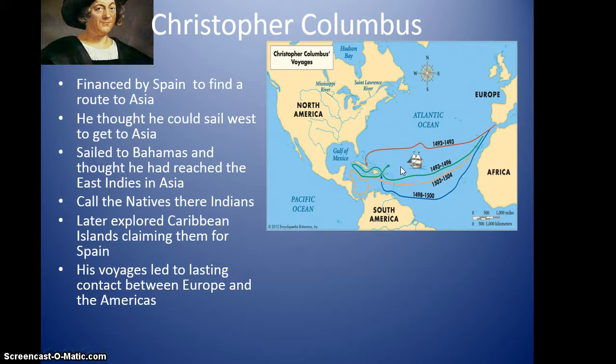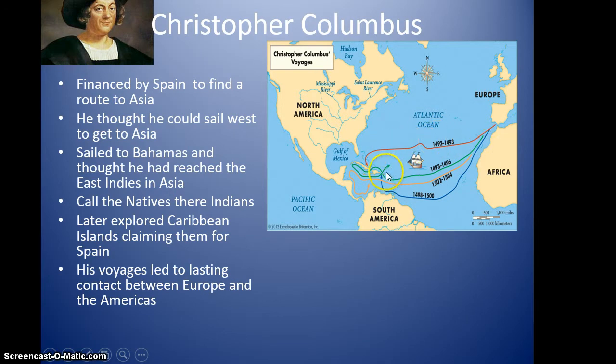He called the natives there Indians. So of course he would call them Indians because he thought he was in the East Indies. He later explored the Caribbean islands, claiming them for Spain. His voyages led to lasting contact between Europe and the Americas. So he's here in Europe and he was trying to get to Asia.